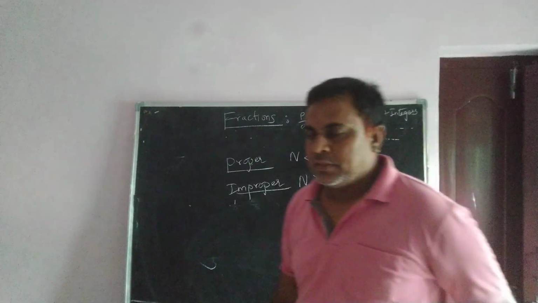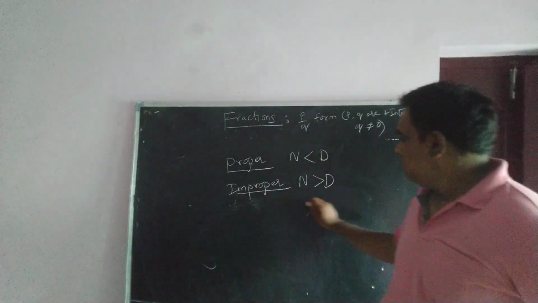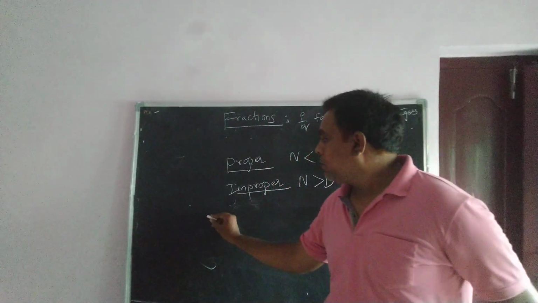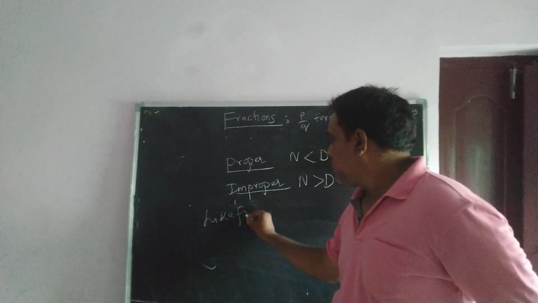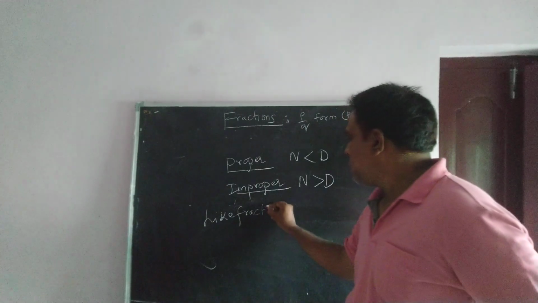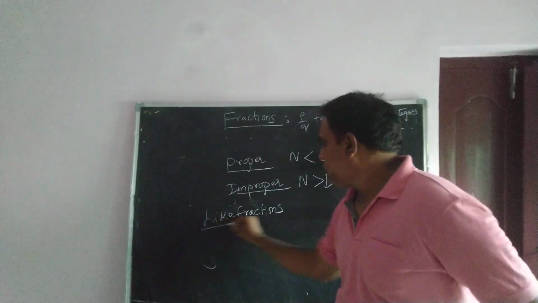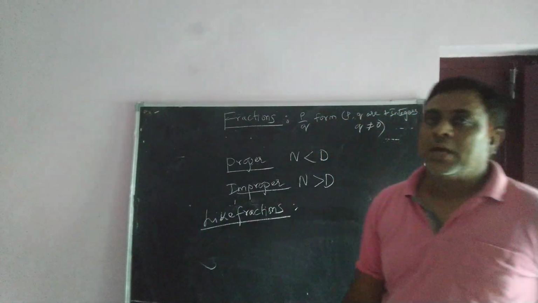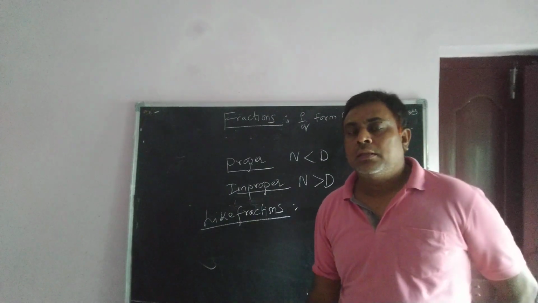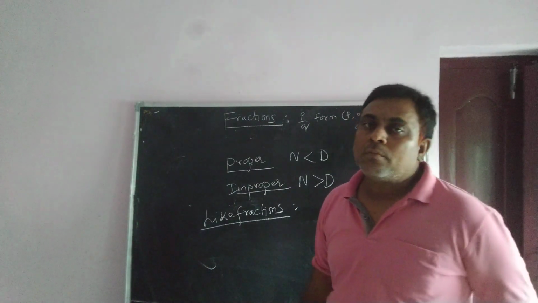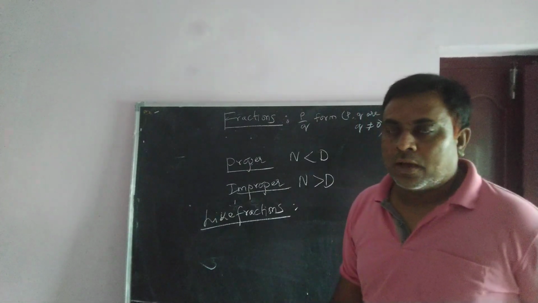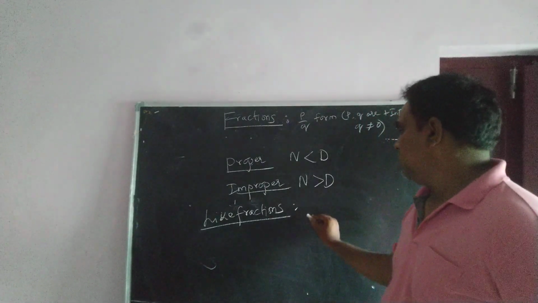Now let us see the next set of fractions. Those are called like fractions. Like fractions are the fractions in which all the denominators are the same. If in fractions all the denominators are the same, then they are called like fractions.